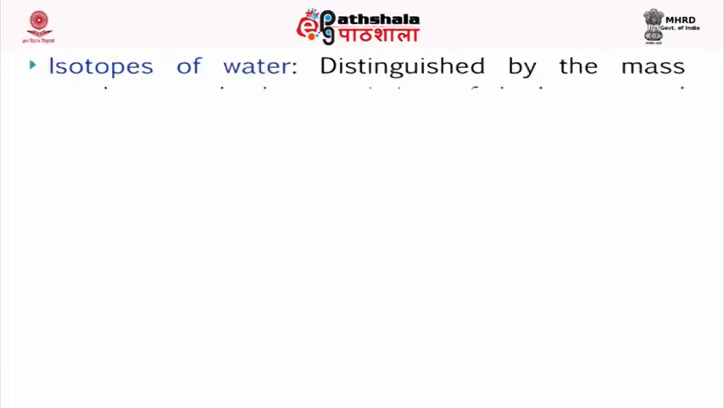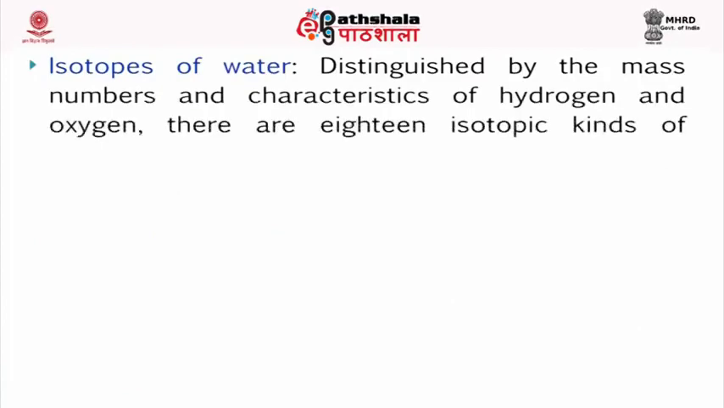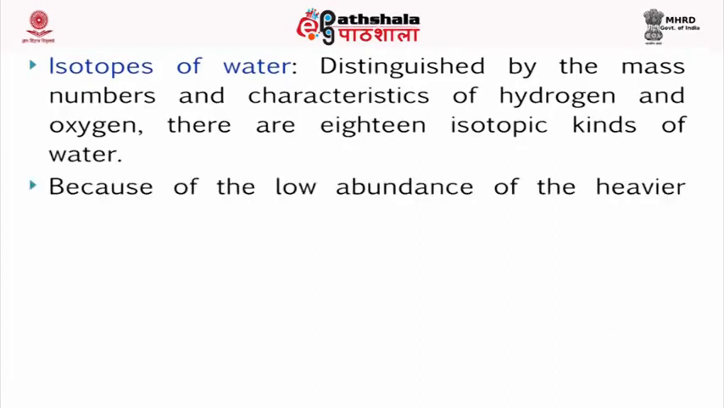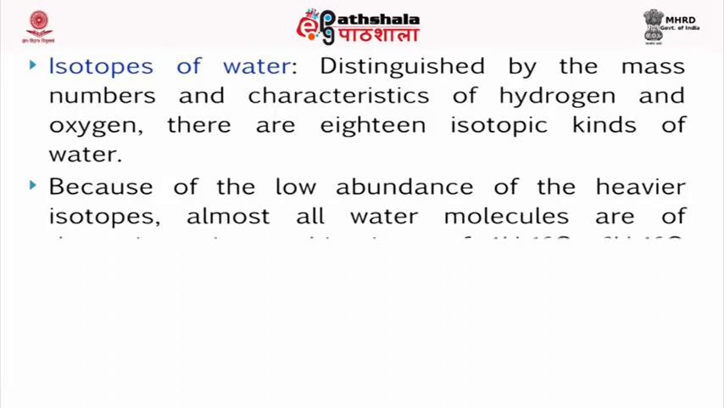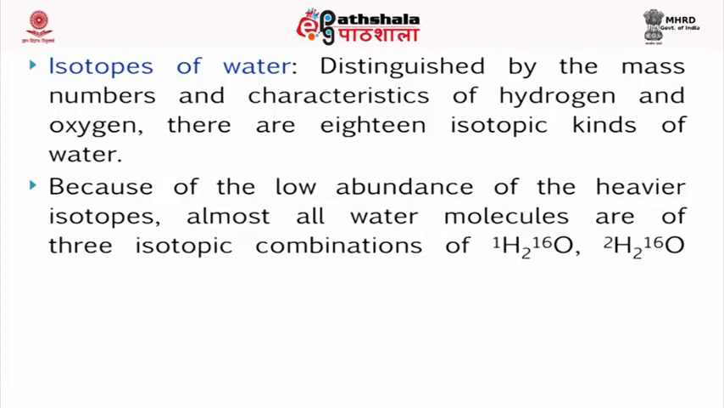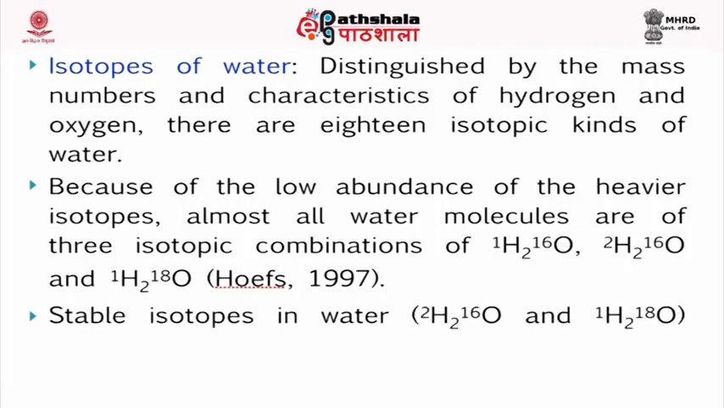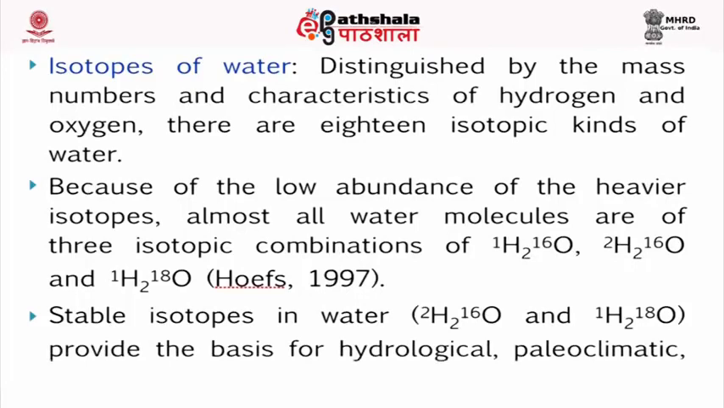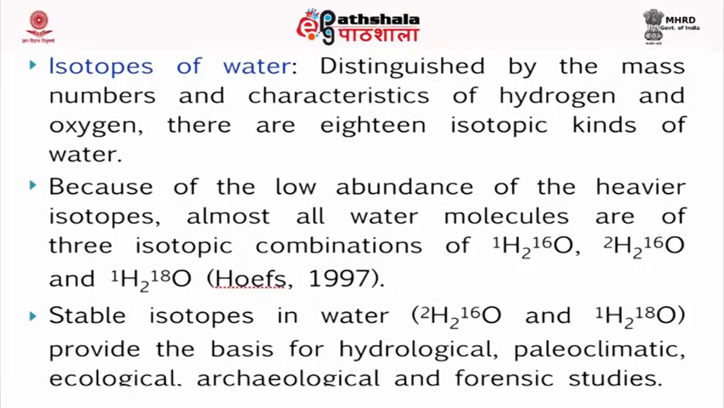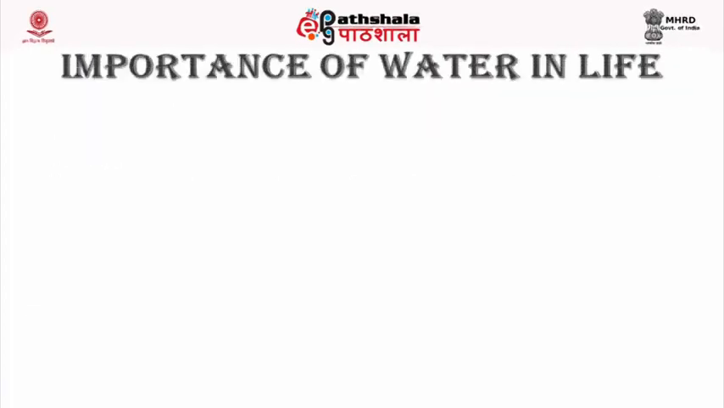Isotopes of water. Distinguished by the mass numbers and characteristics of hydrogen and oxygen, there are 18 isotopic kinds of water. Because of the low abundance of the heavier isotopes, almost all water molecules are of 3 isotopic combinations: 1H2 16O, 2H2 16O and 1H2 18O. Stable isotopes in water, 2H2 16O and 1H2 18O, provide the basis for hydrological, paleoclimatic, ecological, archaeological and forensic studies.